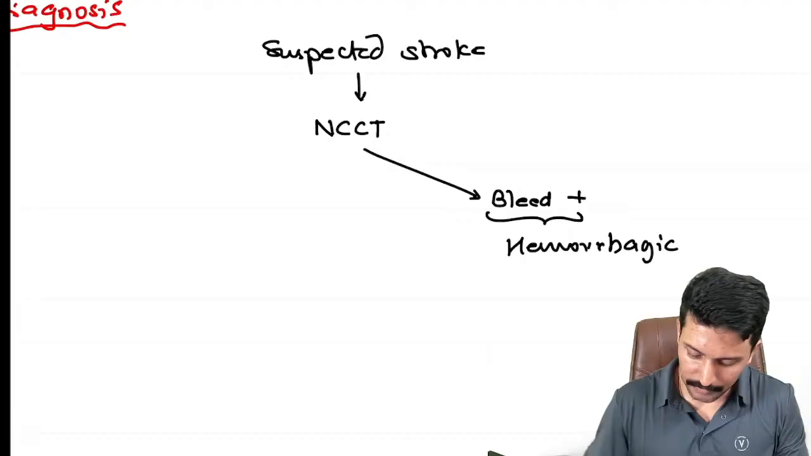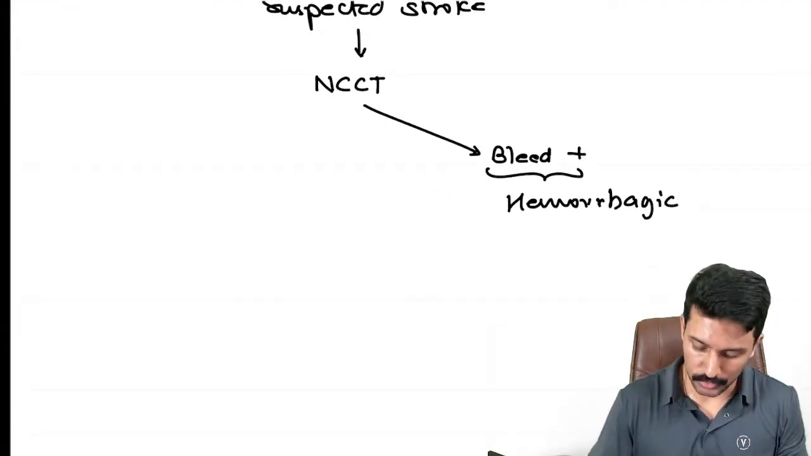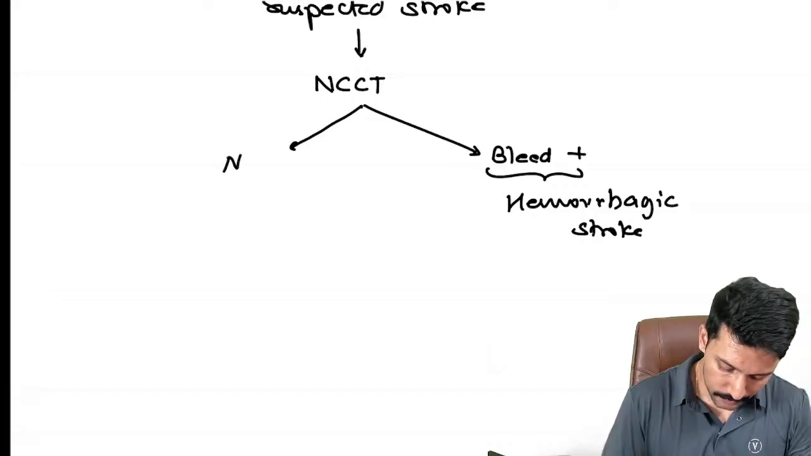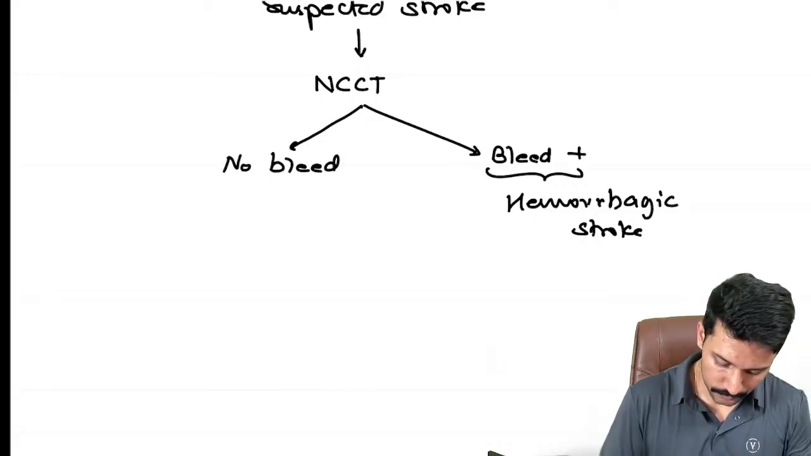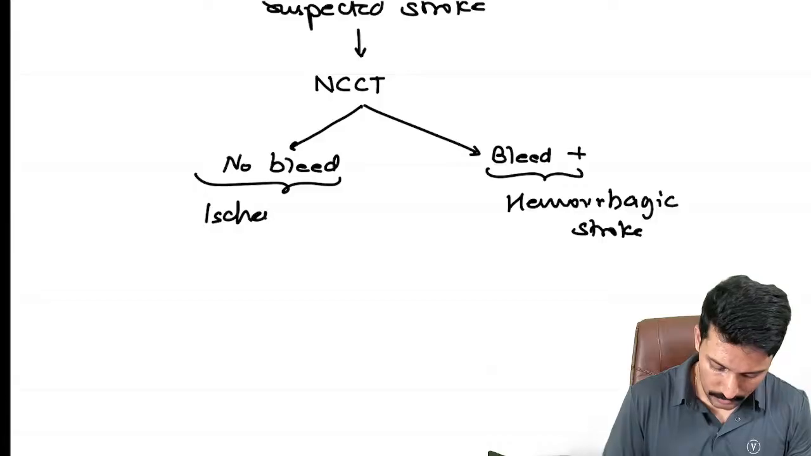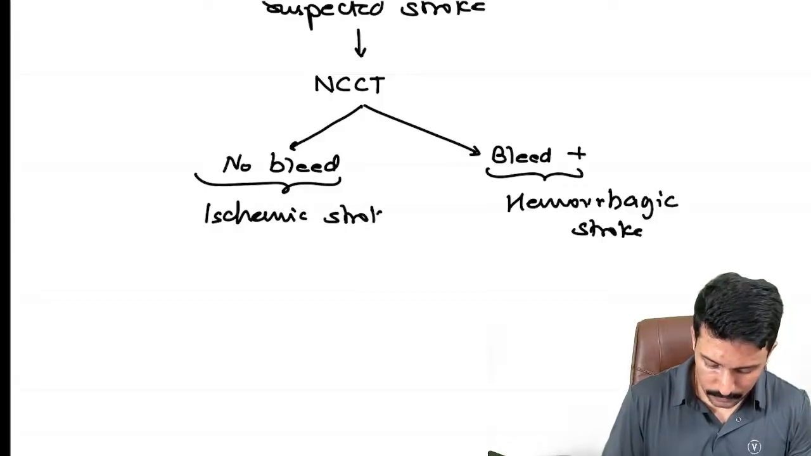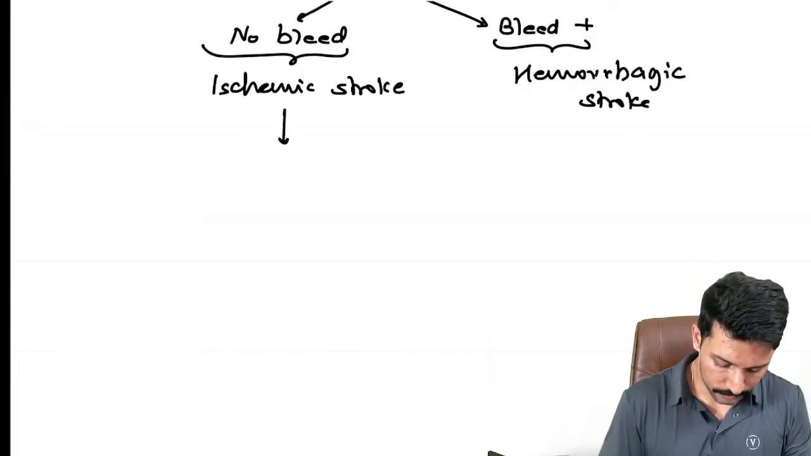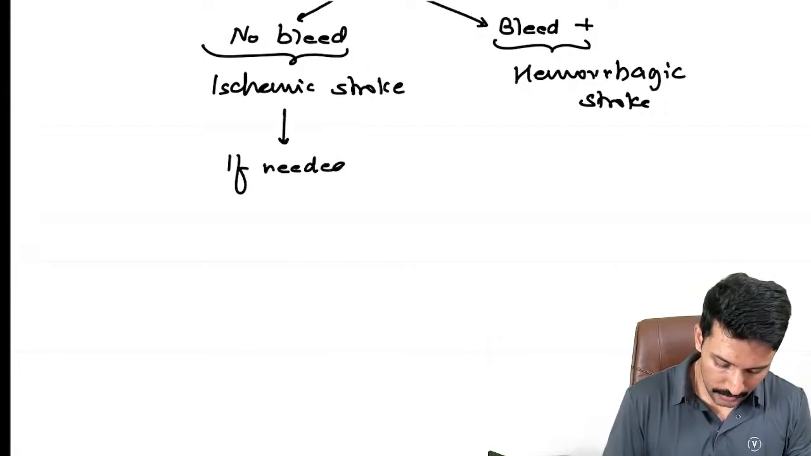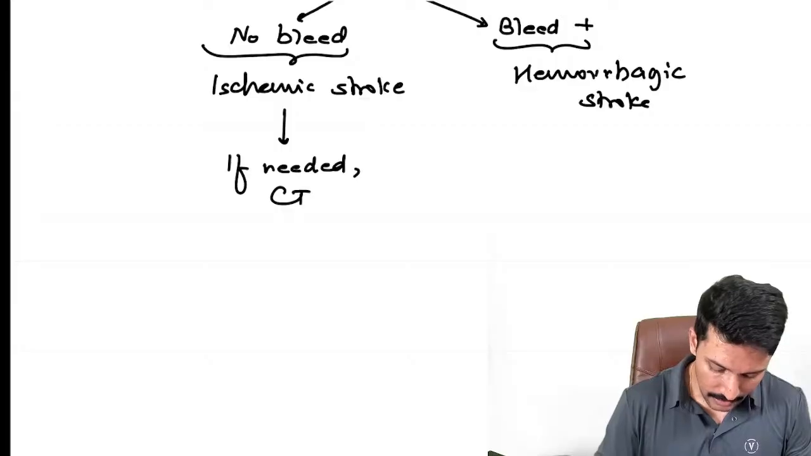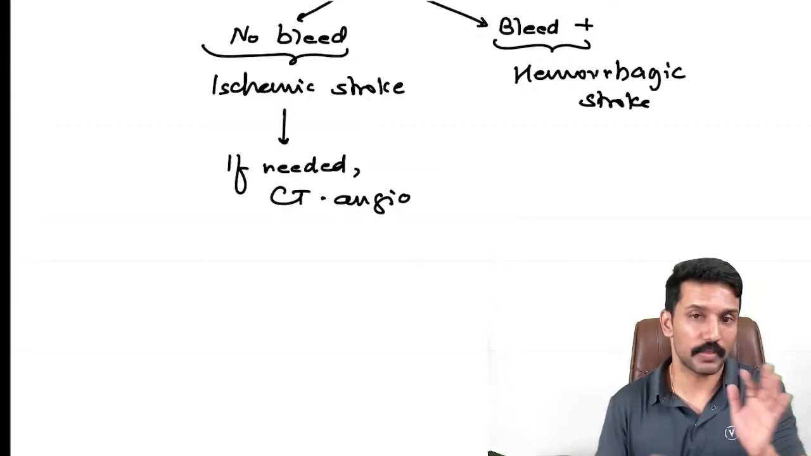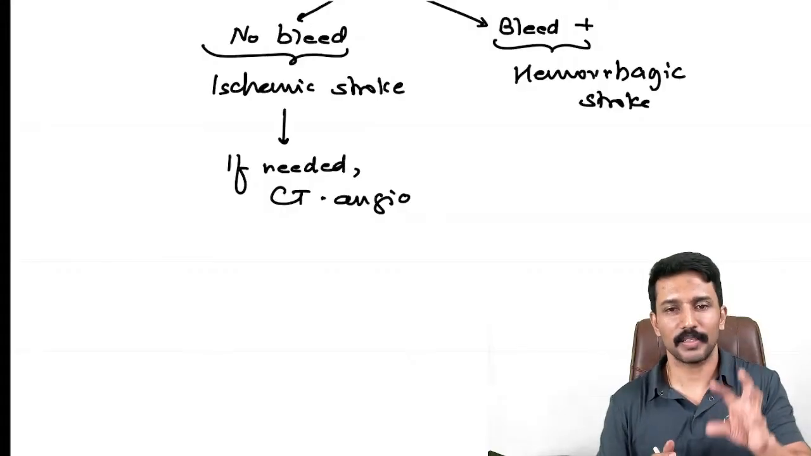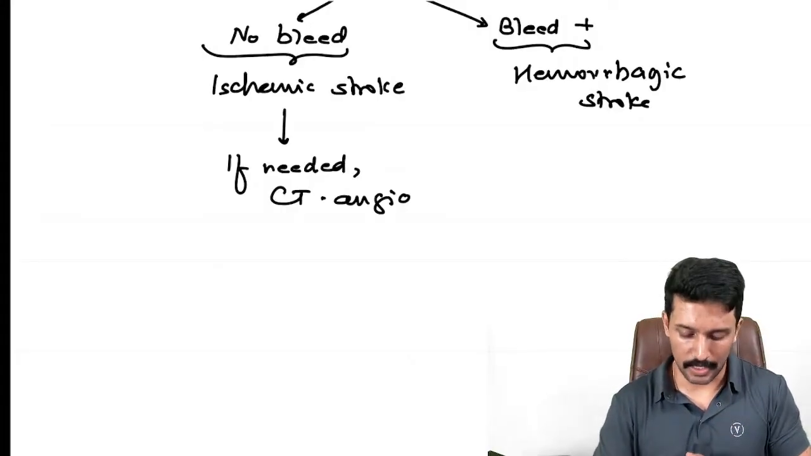Do the ICH score, and if the ICH score is high, give the case to the neurosurgeon. And if the bleed is not there, then we will count it as ischemic stroke. In ischemic stroke patients, if needed, you might have to go for CT angio to identify which blood vessel is blocked. It's not always required, but if needed, you can go ahead with that. In what circumstances it is needed, we will look at that later.